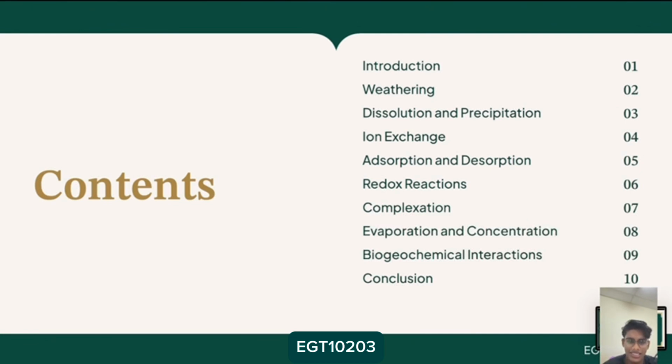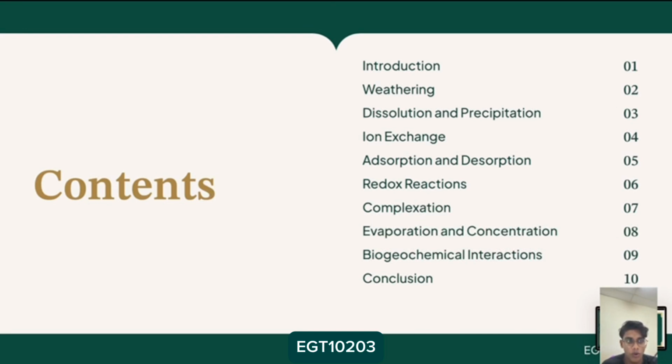Okay, we can categorize these interactions into a few, as they include weathering, dissolution and precipitation, ion exchange and adsorption, redox reactions, and many more. So let me explain one by one. So what can we categorize as weathering?